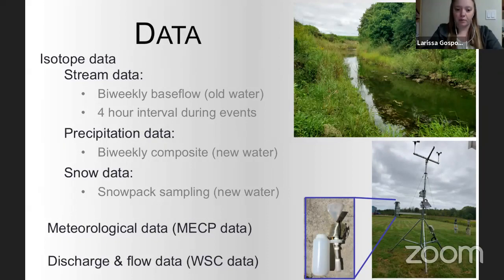Now, the snowpack samples were only taken during one winter month, and it was more experimental to see what isotope information this would give us during periods of snowmelt, and just kind of to compare that to the stream.